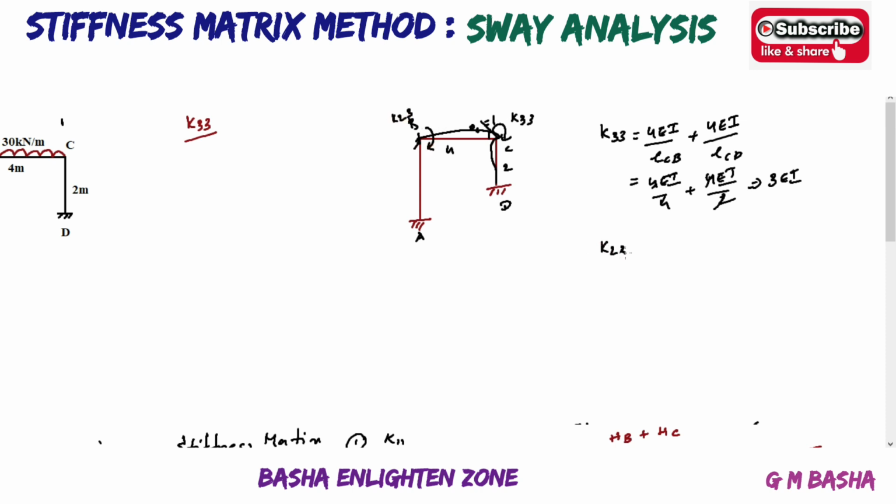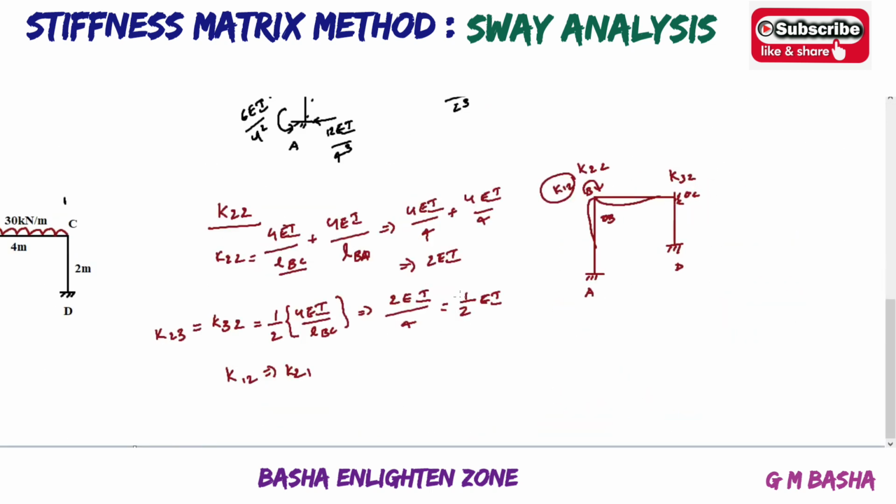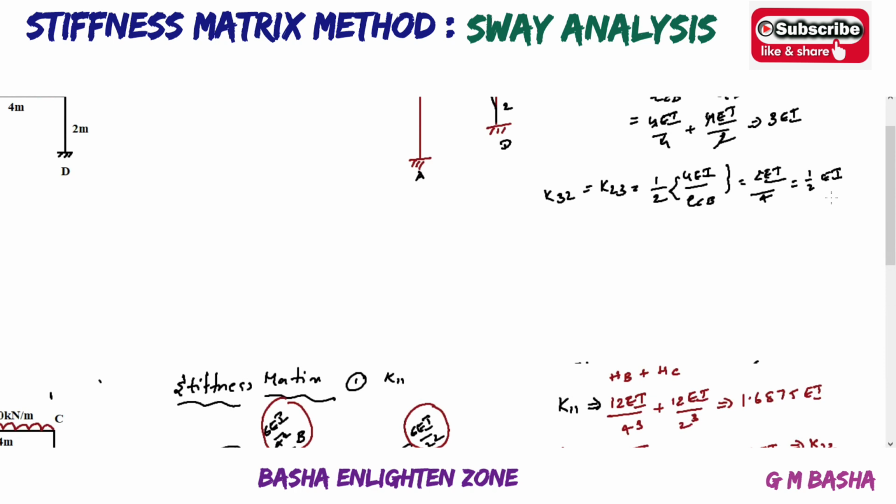Whatever the moment exactly obtained here, half of the moment will be distributed here, that is K23. So K23 will be equal to half of 4EI by length CB. Don't take this CD part. Why? Because this is another element. Whatever the moment obtained in the CB part, you can apply exactly half of the same moment to the other end. So that is 2EI by 4. You will get exactly 1 by 2 EI. Already while solving K32, I told that part also. Here, if you observe clearly, K23 will be equal to half EI, K32 will be equal to half EI. The same moment obtained here, half EI only.